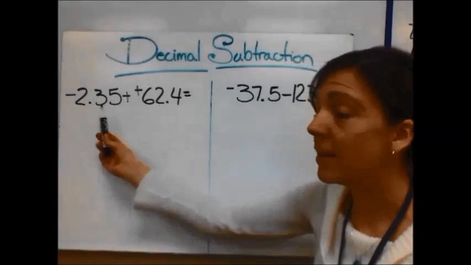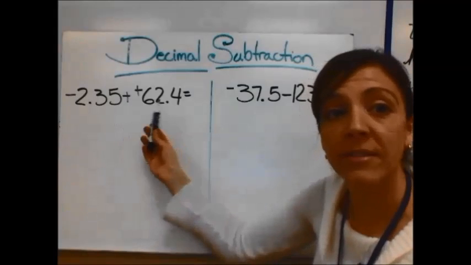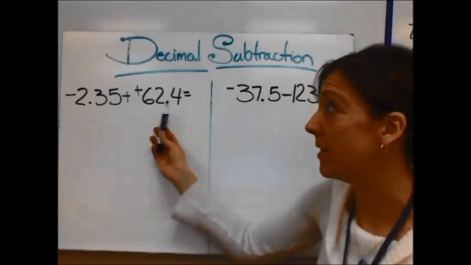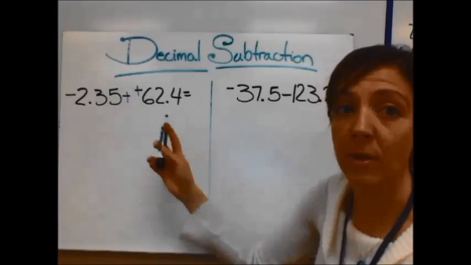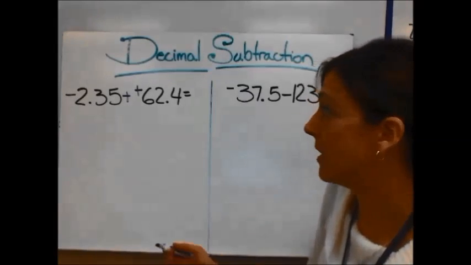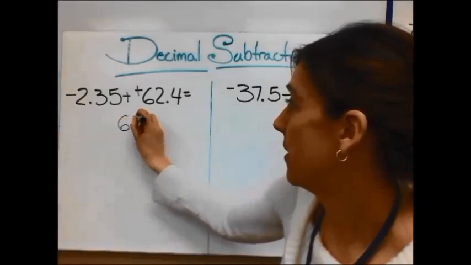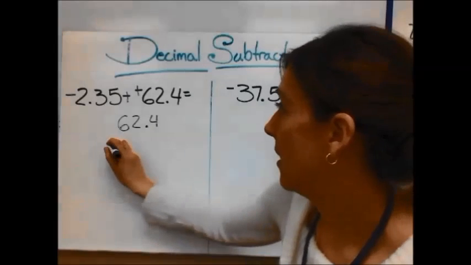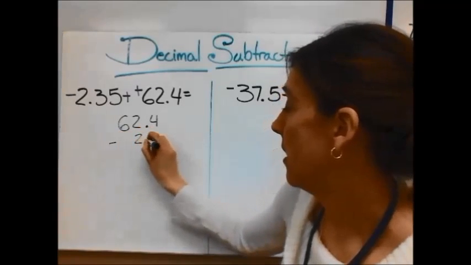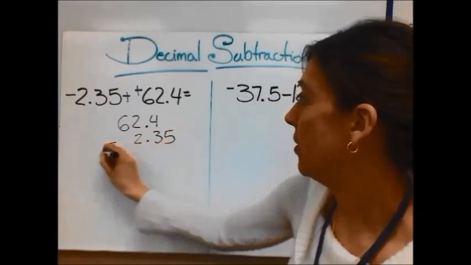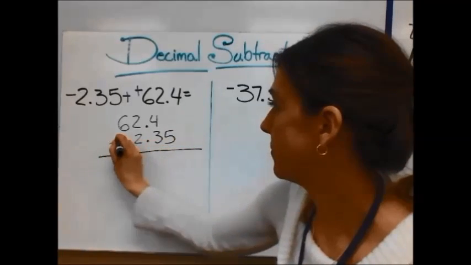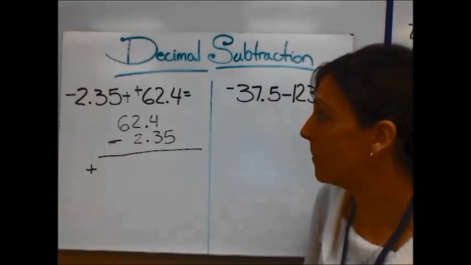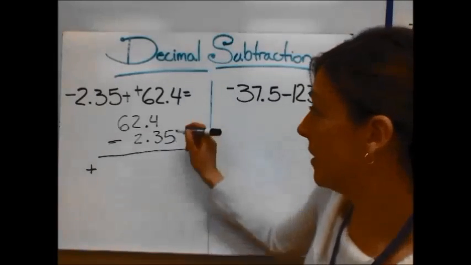When you add a positive and a negative, ask which one has more. Is there more positivity or is there more negativity? In this case, there's more positivity. And then you subtract the smaller number from the larger number. I know my answer is going to be a positive. 62 4/10 minus 2 35/100. I know my answer is positive. I'm going to go ahead and put a positive sign down here where my answer is going to go. And now I'm just going to simply subtract.